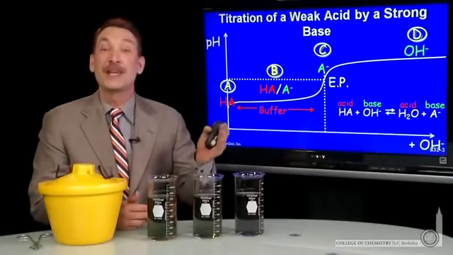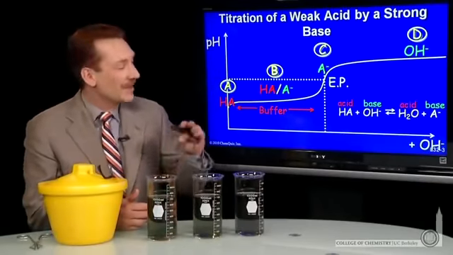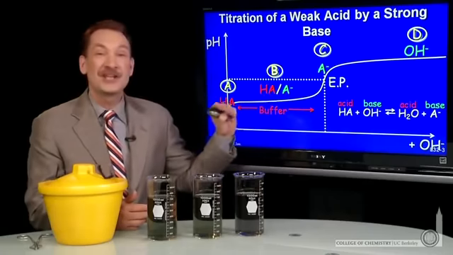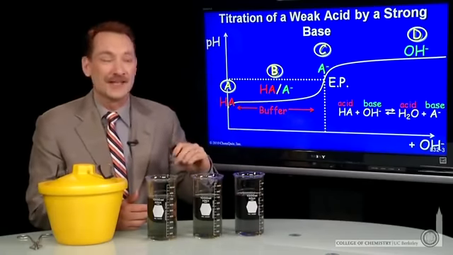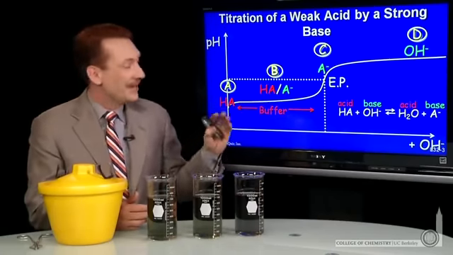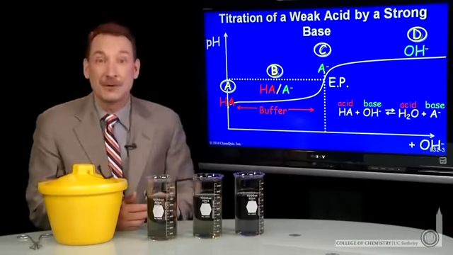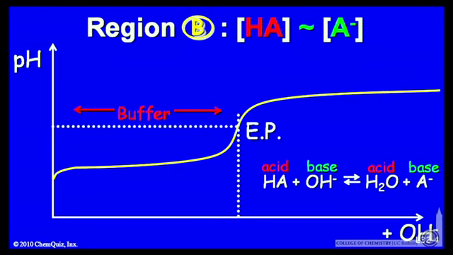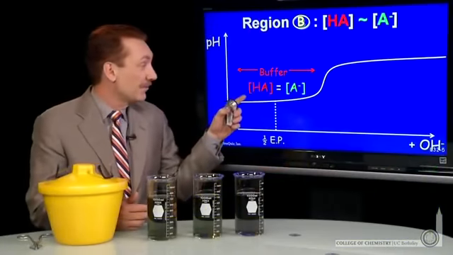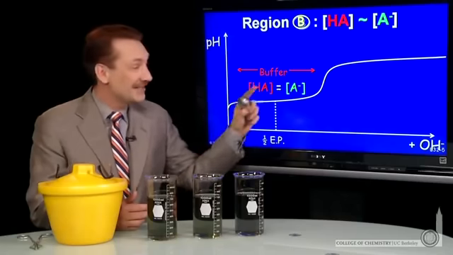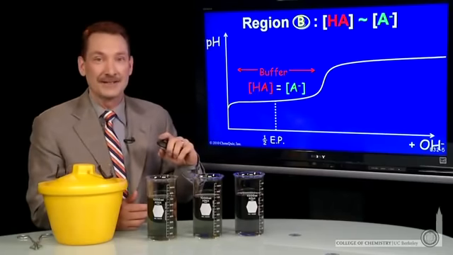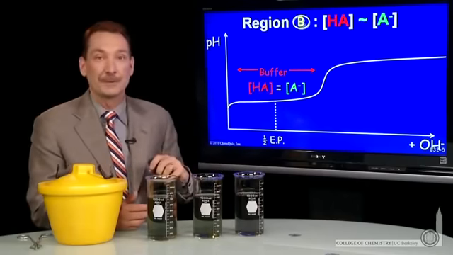In the titration of a weak acid by a strong base, there's a region where the pH changes slowly as you add the base. That's called the buffer region. It's the region where the acid and conjugate base are about equal concentrations. Now, this buffer region occurs about halfway to the equivalence point. That's the center of the buffer region. That's where you've converted half of the acid into the conjugate base, and those concentrations are equal.